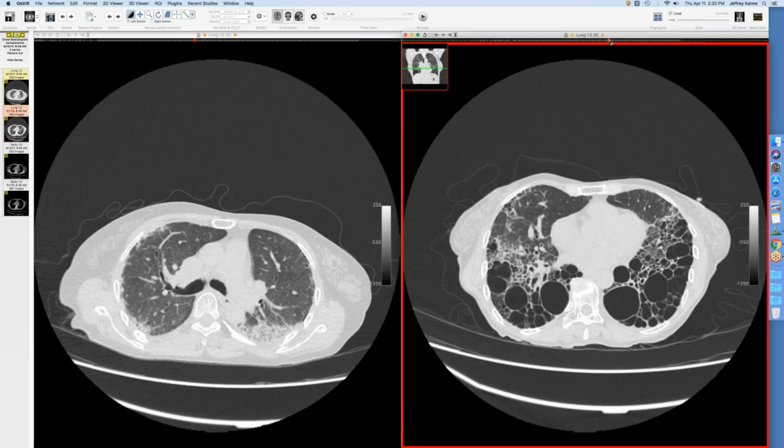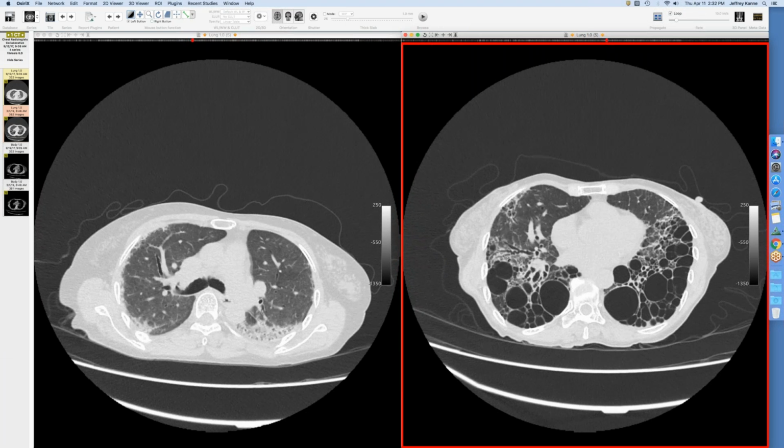Right. If you look at the airways, there is some traction bronchiectasis, but it's not that severe.